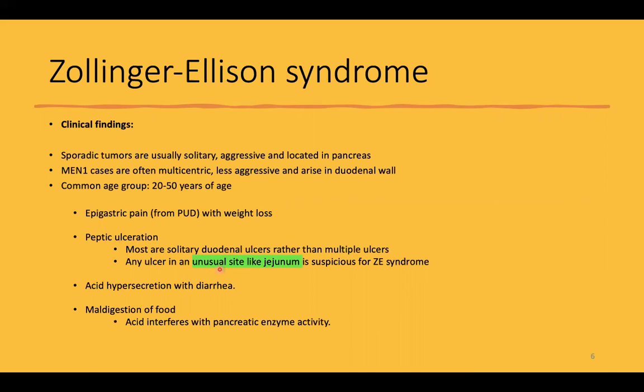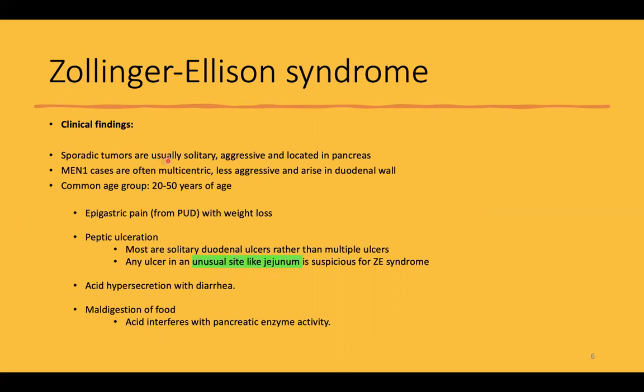Any ulcer in an unusual site, beyond the duodenal bulb, even in the duodenum location, is highly suspicious for Zollinger-Ellison syndrome. So solitary but multiple ulcers are also common, and even unusual sites are very commonly affected. That is the key feature of Zollinger-Ellison syndrome. There may be acid hypersecretion with diarrhea. There is maldigestion of food because of acid interfering with pancreatic enzyme activity.